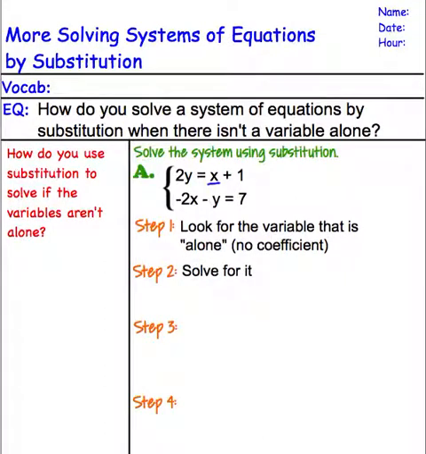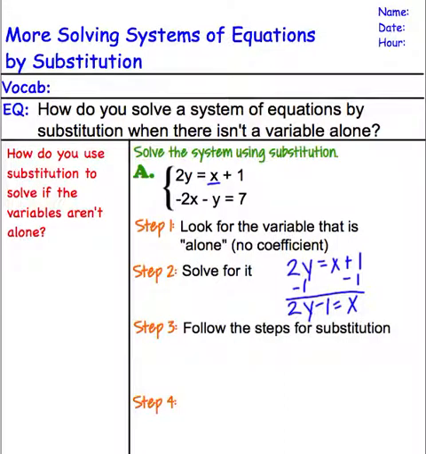So we're going to take our 2y, not 2x, my bad, my 2y equal to x plus 1, and I'm going to solve it for x. I'm going to subtract 1, and I know we're used to solving for y, but we don't always have to solve for y. So now I've got 2y minus 1 equals x. Then step 3 is going to be to follow those steps for substitution.